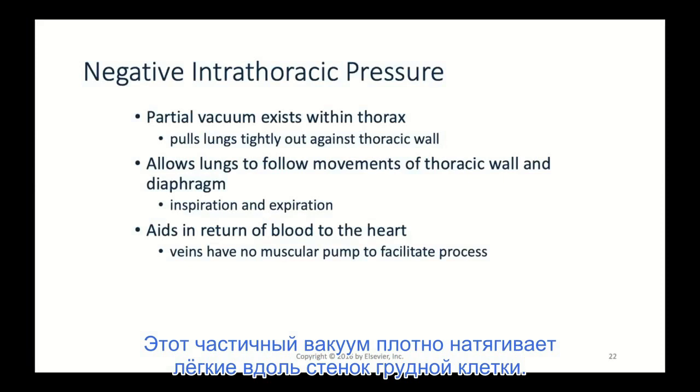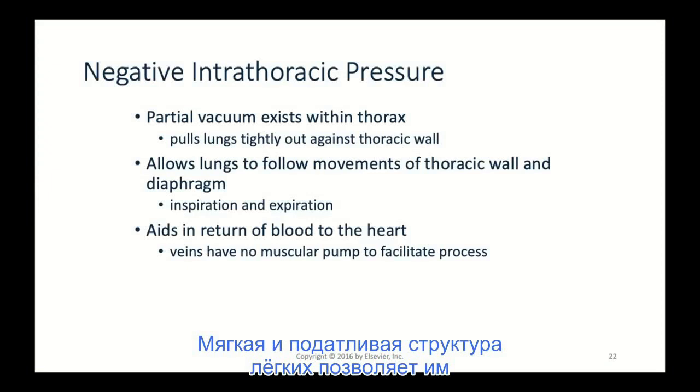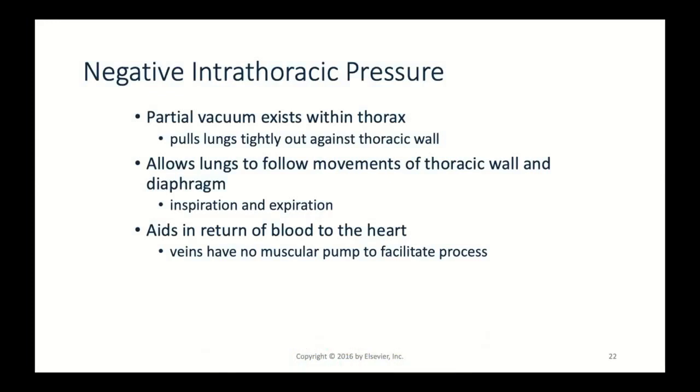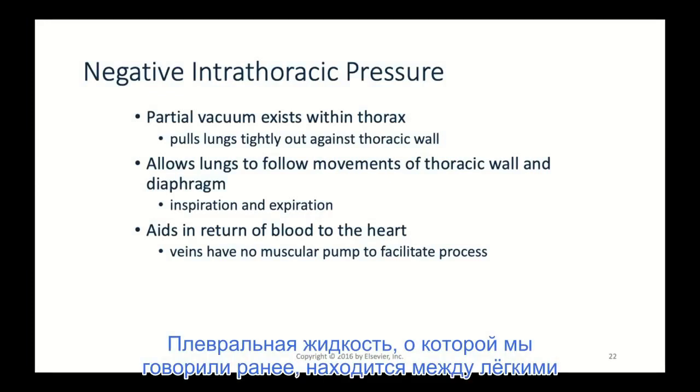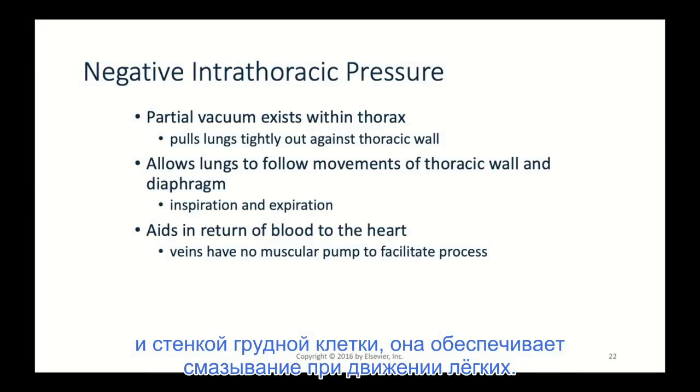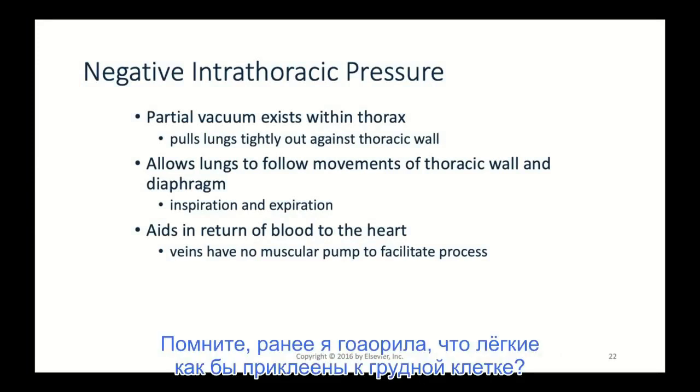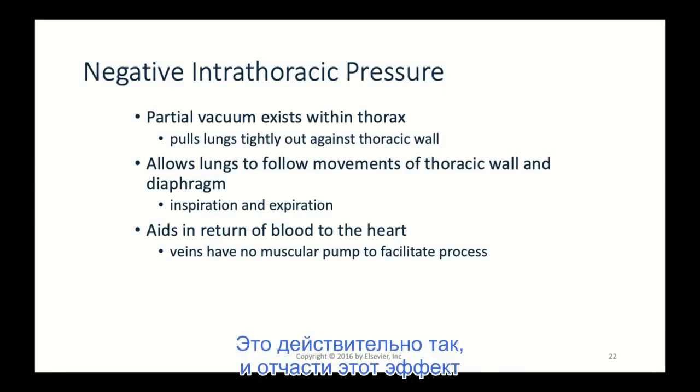state. So that partial vacuum pulls the lungs tightly out against the thoracic wall, and the soft, flexible nature of the lungs allows them to conform closely to the shape of the inside of the thoracic wall. That pleural fluid that we talked about before is between the lungs and the thoracic wall, and it provides lubrication for these kind of movements. As the thoracic wall moves, so do the lungs. So remember before when I said that the lungs are kind of stuck to the inside of the rib cage? It's true, and they're like this in part because of this negative pressure.